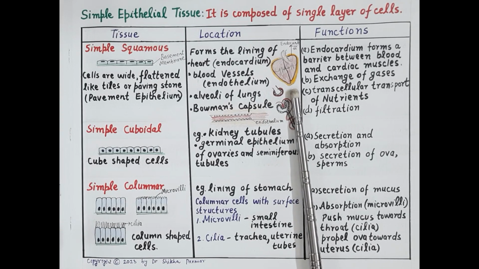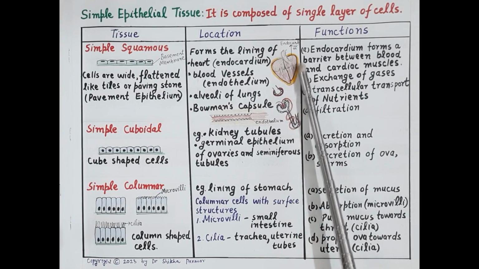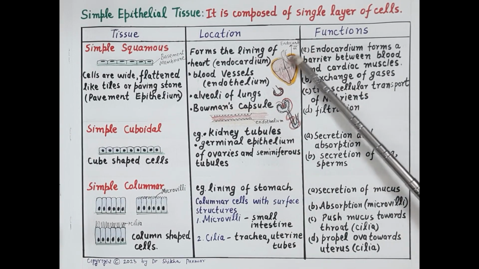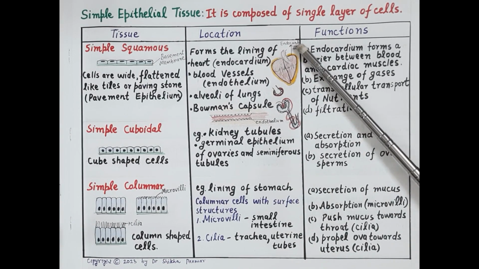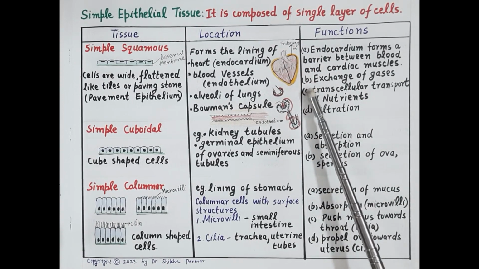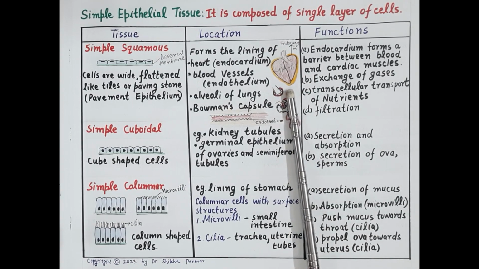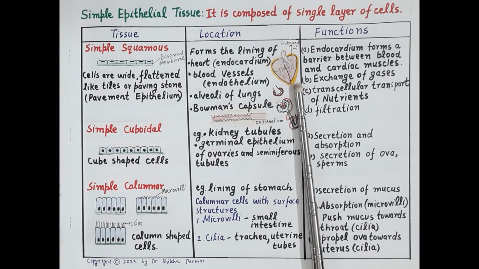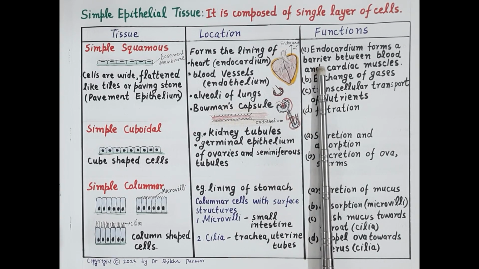Now, the endocardium, shown here as a lining in the black color, forms the lining of the chambers of the heart. So, here the endocardium forms a barrier between the blood and the outer cardiac muscles. So, one of the functions of squamous epithelium is to form a barrier.